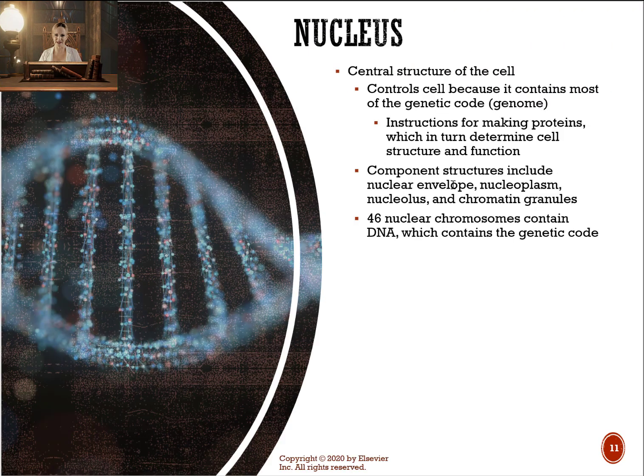So let's talk about this nucleus. The nucleus is the central structure of the cell. It controls the cell because it contains most of our genetic code, or genome. This is the instructions for making proteins, which in turn determine cell structure and function. Component structures include the nuclear envelope, nucleoplasm, nucleolus, and chromatin granules. Within our nucleus, we have 46 nuclear chromosomes containing DNA, which contains the genetic code.